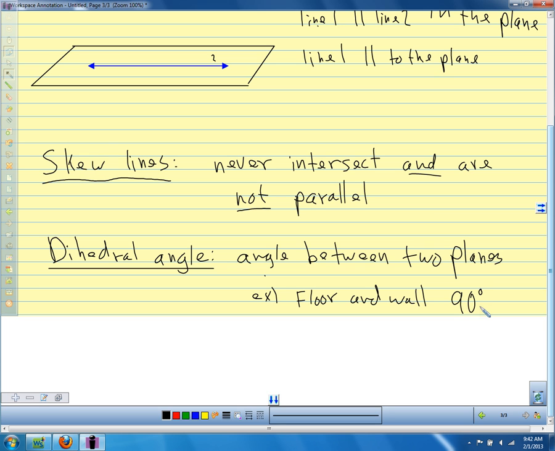So, talking today mostly about terminology and just about some basic ideas of working with shapes in 3 dimensions. Any questions before we stop? All right.